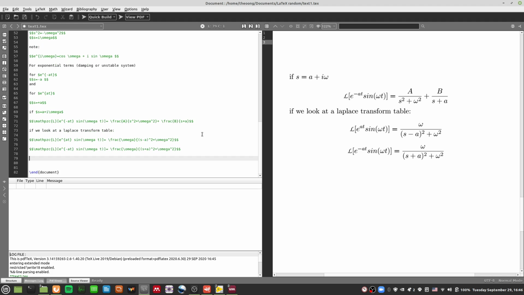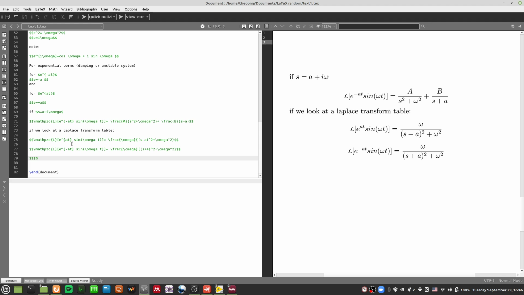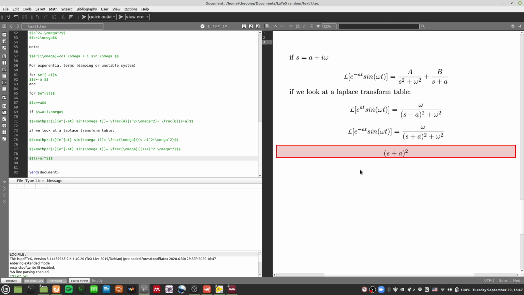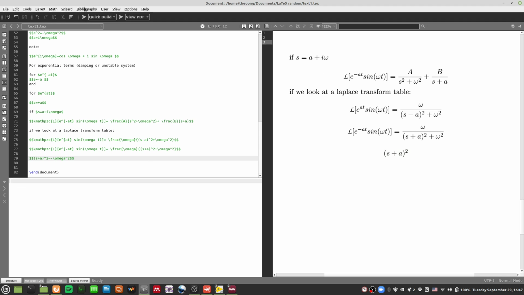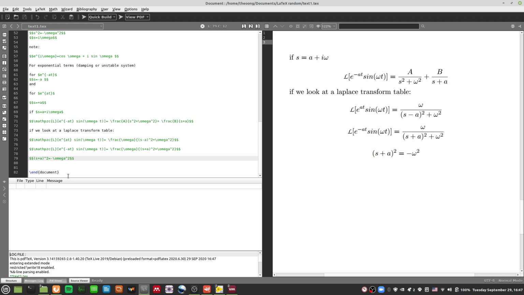Equate the bottom to 0, for example, for this one, right? So let's say, okay, (s plus a) squared equals minus omega squared, or, (s plus a) squared equals to omega squared, okay, or minus omega squared. So this is what happens.